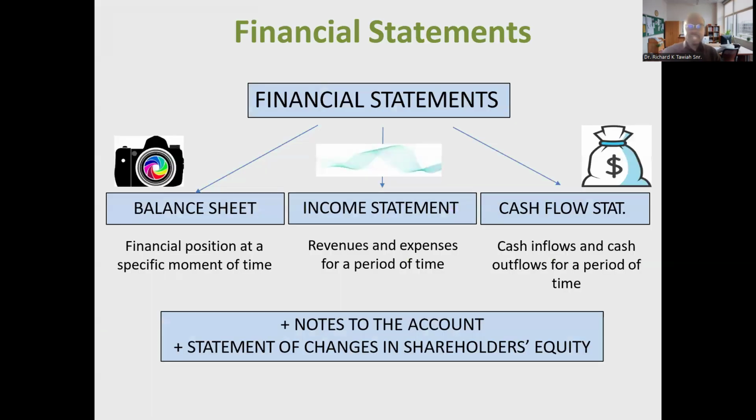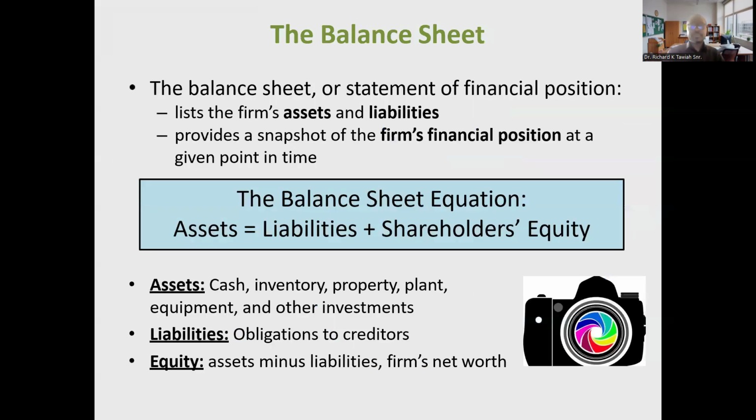For now, we are using 3 main financial statements, okay? The statement of financial position, which looks at the financial position at a specific time, the balance sheet; the statement of profit or loss, which looks at the revenues and expenses over a period of time, usually 12 months; the statement of cash flows, which looks at the cash inflows and cash outflows for a period of time, of course, again, over 12 months. Then there are 2 more I mentioned, notes to the account, and then the statement of changes in shareholders' equity.